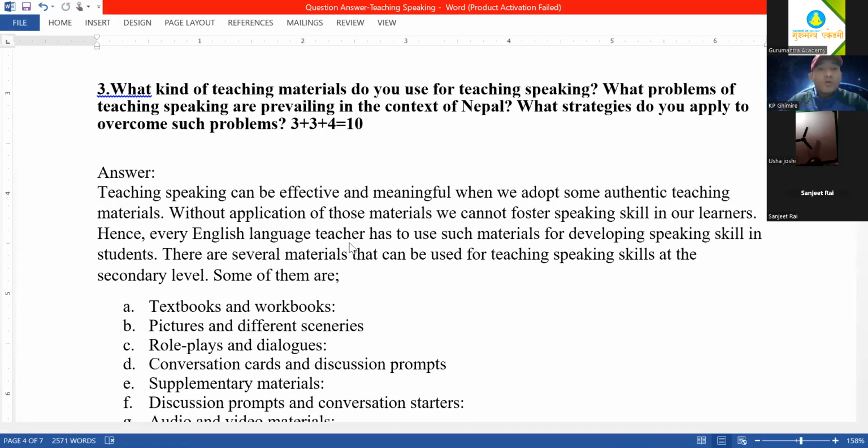For example, see how you have to write the answer for this question. First of all, you have to read the whole question and underline what kind of teaching materials. First, you are writing about teaching materials, so underline this keyword. Second part, problem of teaching speaking, underline this part. And third part, strategies to employ. You are writing about teaching strategies to overcome the problem. These are the key points you need to underline so that you can make your answer very specific.